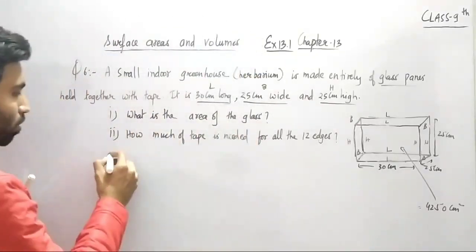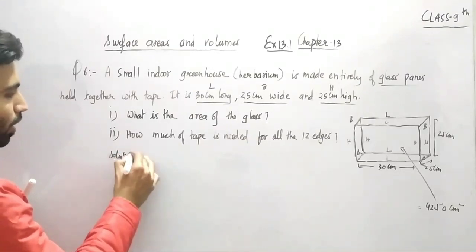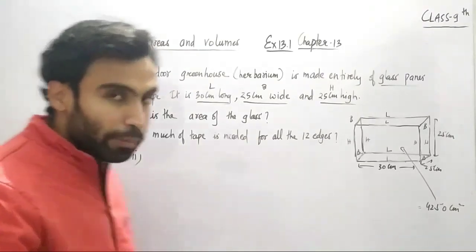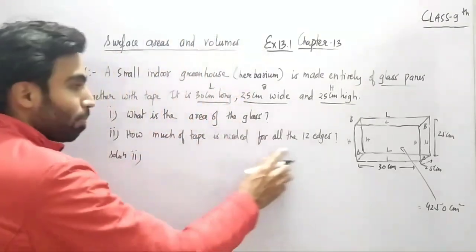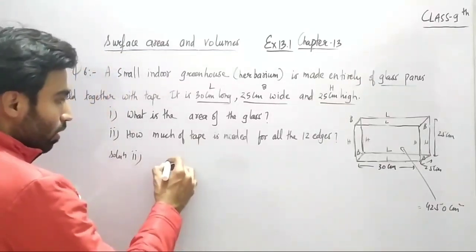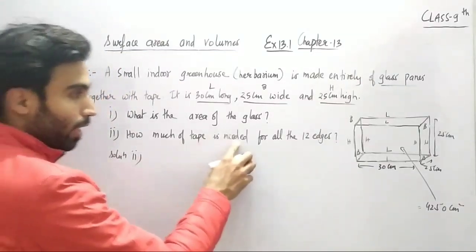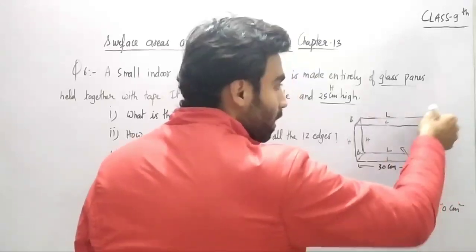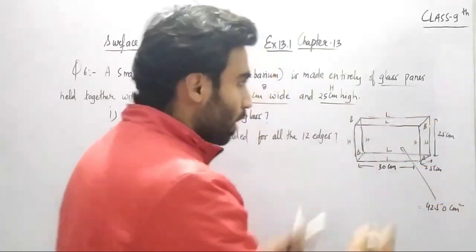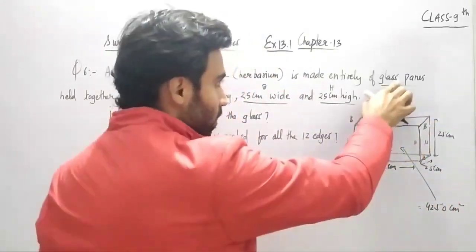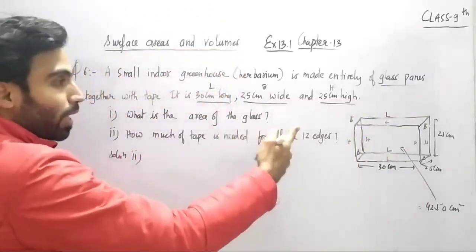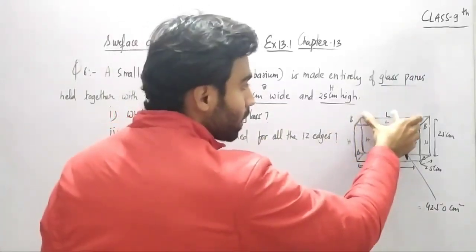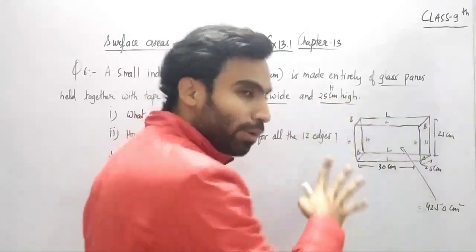Now let me just solve out the second part of this question here, right? Now जैसा कि मैंने आपको बताया था, यहाँ पे total 12 edges हैं. So how much tape is needed here? So हर edge पे आप देख सकते हैं मुझे tape लगानी पड़ेगी, so that you can hold those glass panes, right? So यहाँ पे कितनी tape लगेगी, जितनी इस edges की length होगी, right? So total सभी को मैं add कर लूंगा.